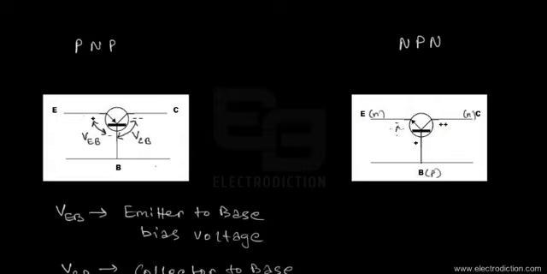So here too, we can see that we have the VEB, the emitter to base bias voltage, whose polarity is just reversed compared to the VEB in case of the PNP type transistor, while in the case of the collector to base bias voltage, VCB, we can see it's different from what we see in case of the PNP type transistor over here.